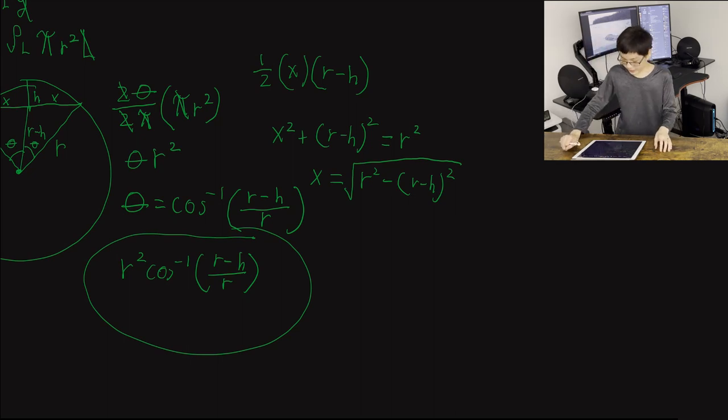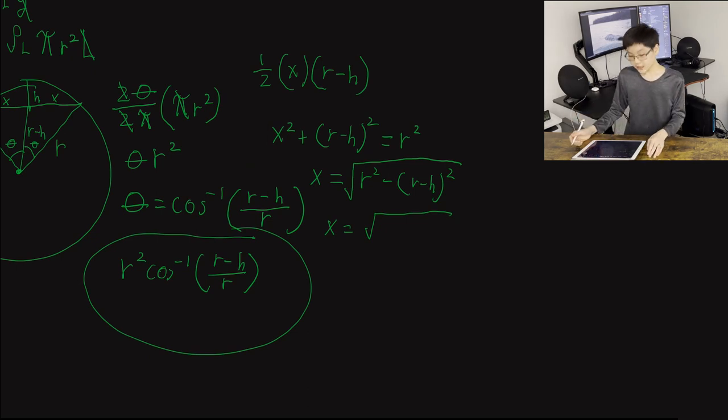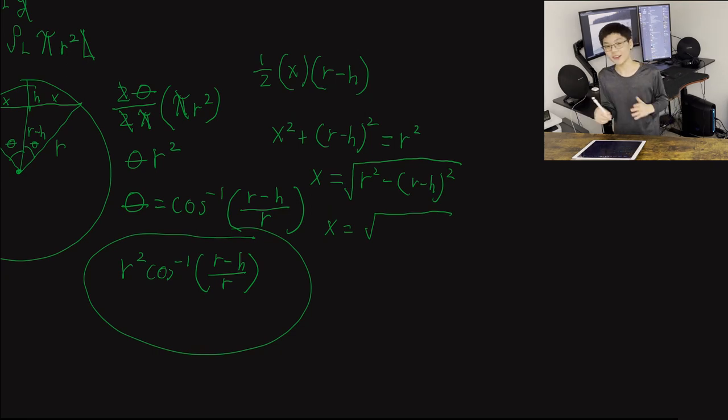Now let's find out what x is exactly. To do this, we can square what's inside of the parentheses. That's going to be r squared minus r squared, because r times r is r squared. And notice how there's a minus sign outside of the parentheses. So that'll be r squared minus r squared. And what is r squared minus r squared? Zero.